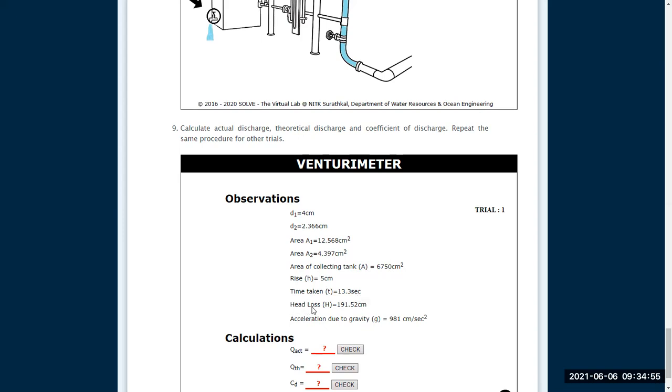The head loss is nothing but the difference between the two limbs, the difference between the manometric readings, that is left limb minus right limb. Whichever value is bigger, minus the smaller value. So you should take the difference. That is head loss, capital H. And acceleration due to gravity, g, is 9.81 meter per second square, but as all the units here are in centimeter, the acceleration due to gravity is also taken in centimeter, that is 981 centimeter per second square.